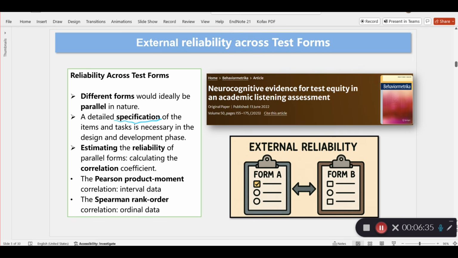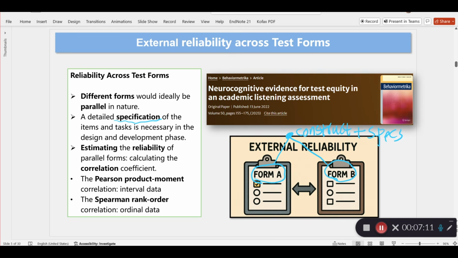So if you look at this image here, which was generated with the help of ChatGPT, we've got form B and we've got form A, and both of these 2 forms have something in common, and that's the construct, meaning that they test exactly the same construct, but also they're developed based on the same test specs or specifications. That's very important.